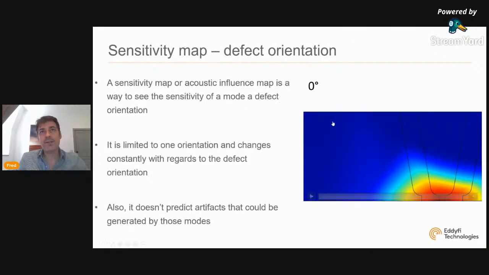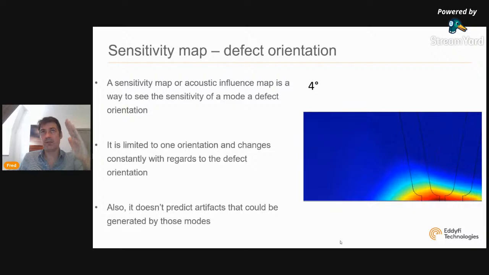So I said before that this sensitivity map, or AIM, is calculated for one direction. So this is what we have for 0-degree defect. Here, looking at a vertical defect, let's see how this sensitivity map evolves as we tilt the defect. I'm going to do it by a step of 2 degrees. So the same map, but for defect with a 2-degree tilt.